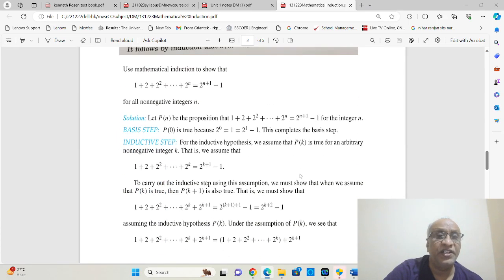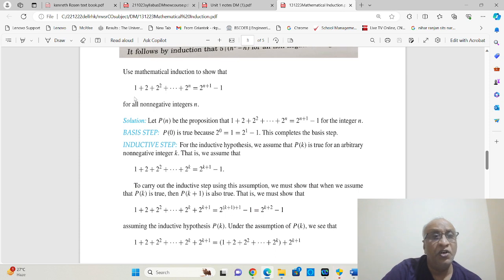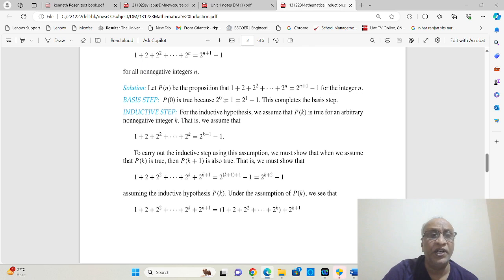We'll go for the next example. We have to show that 1 plus 2 plus 2 square plus up to 2 to the power of n is equal to 2 to the power of n plus 1 minus 1 for all non-negative integers.